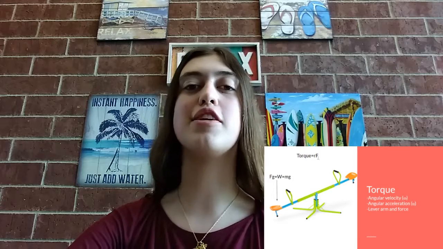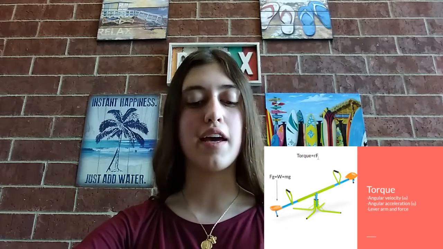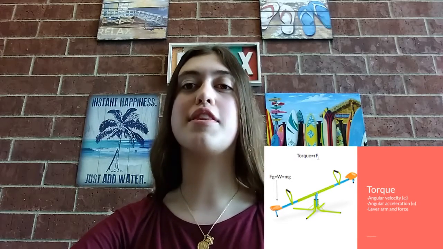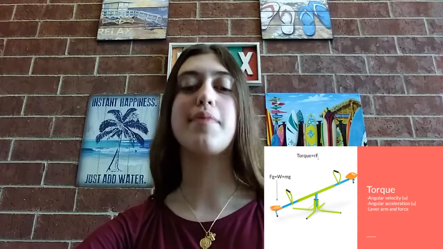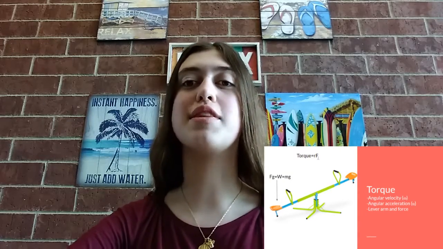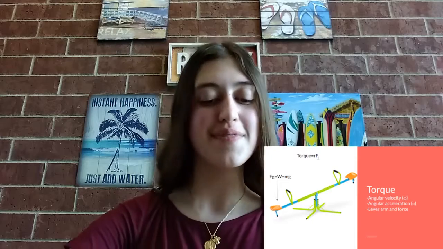First, we should define some terms. Angular acceleration is the change in angular velocity over time, and angular velocity is the change in angular displacement over time. Angular velocity is denoted with the omega symbol, which looks like a W, and angular acceleration is denoted with the alpha symbol, which looks like a fish.